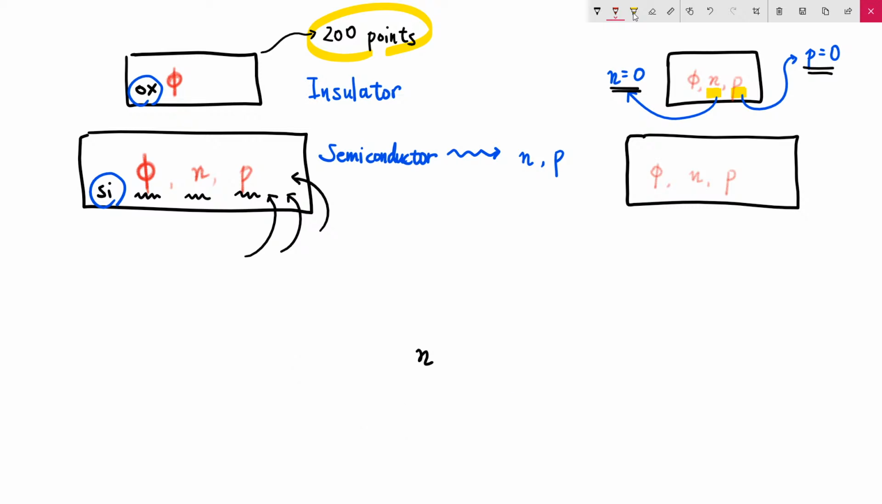physical variables, then sometimes they have correct physical meaning only in semiconductor material. Otherwise, they don't have a physical mechanism.